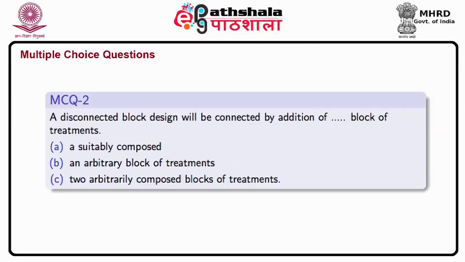These are the treatments in another group, and so on. So they are kind of separated. But now I want to make it connected. So I have to add something: by addition of a suitably composed block of treatments, an arbitrary block of treatments, or arbitrarily composed blocks of treatments. These are the options.